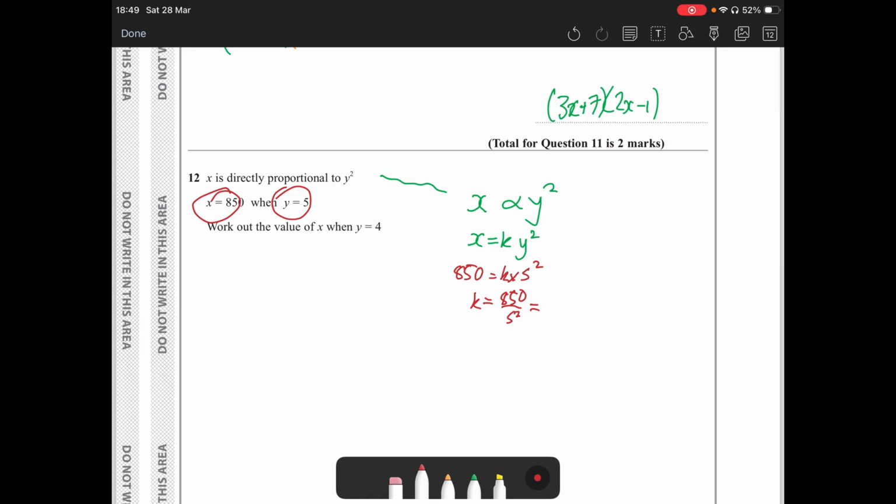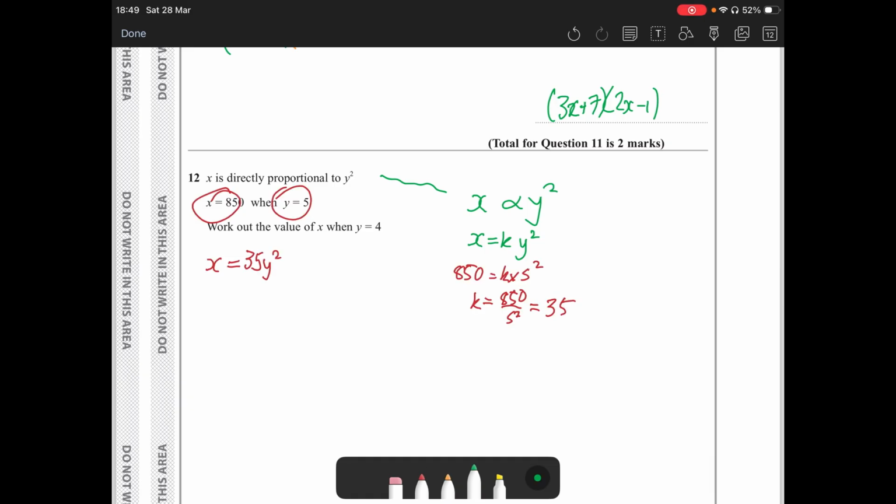which, again, the benefit of this now is your value k never changes. So you get 34, right? So you can update your equation. Instead of writing x equals ky, you can now say, well, look, I know that the number relating x and y together is none other than 35. So x is always equal to 35 lots of y squared.